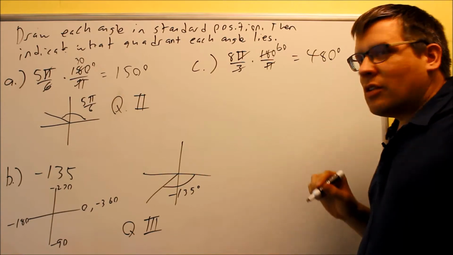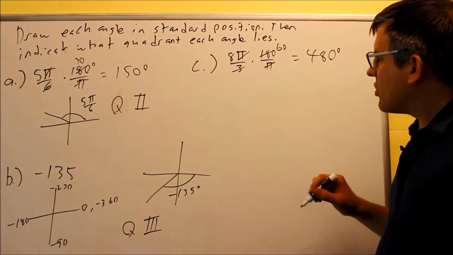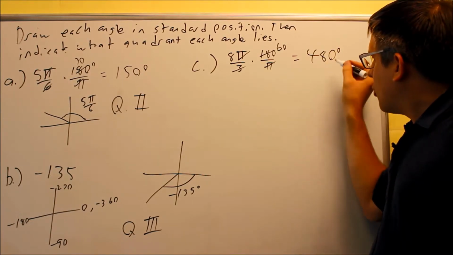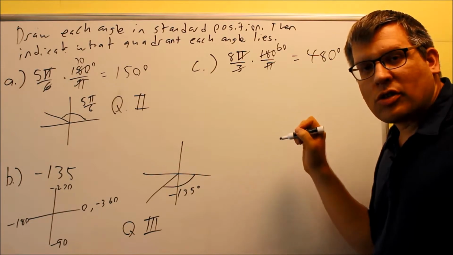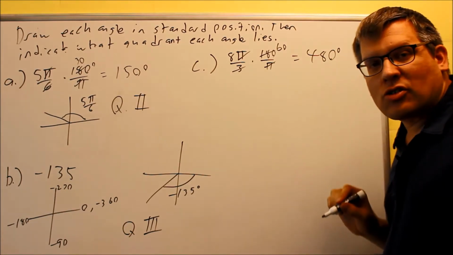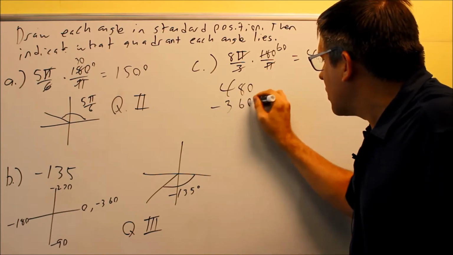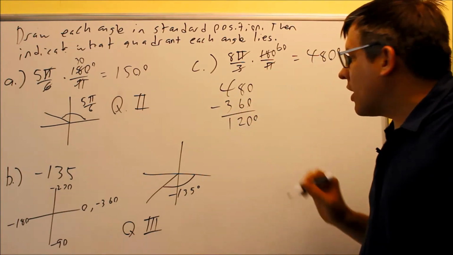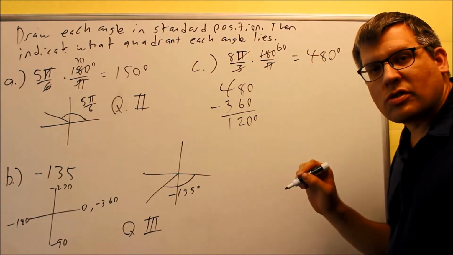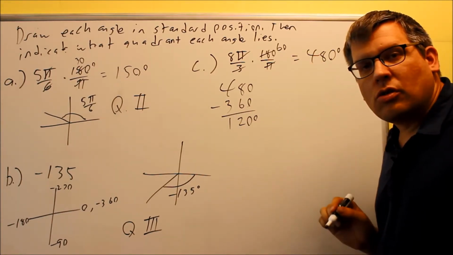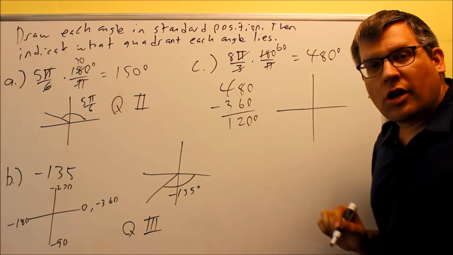Now 480 is an angle that's more than 360. So I have to figure out how much more it goes beyond 360. I know I'm going to go around once and make that spiral that we talked about earlier, but then I have to find out the extra amount that I go. So I'm going to do 480 minus 360, and I get 120 degrees left over, which means it's going to go all the way around once, 360, then a little bit more to 120. So let's take a look at that, drawing it in standard position.